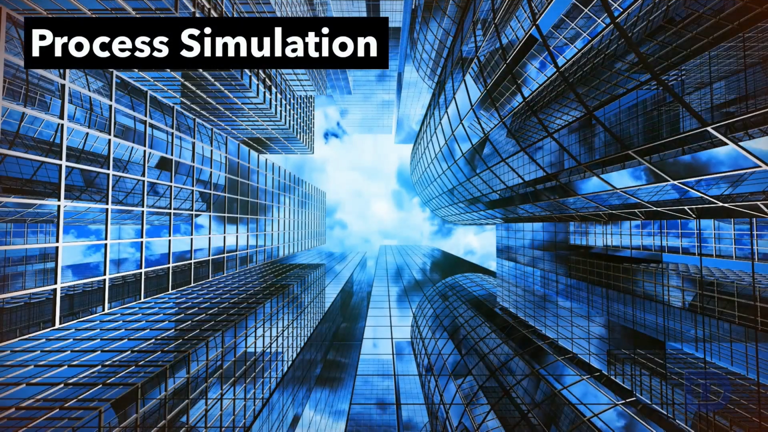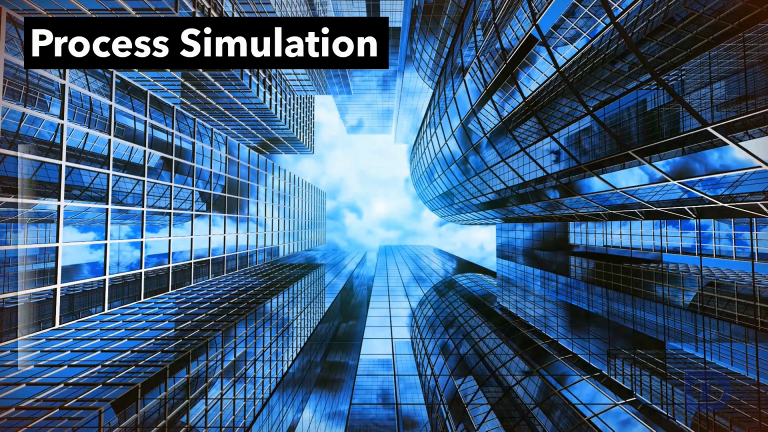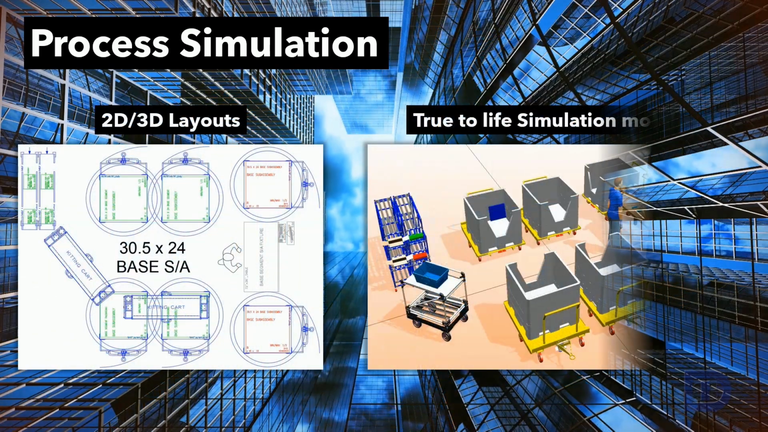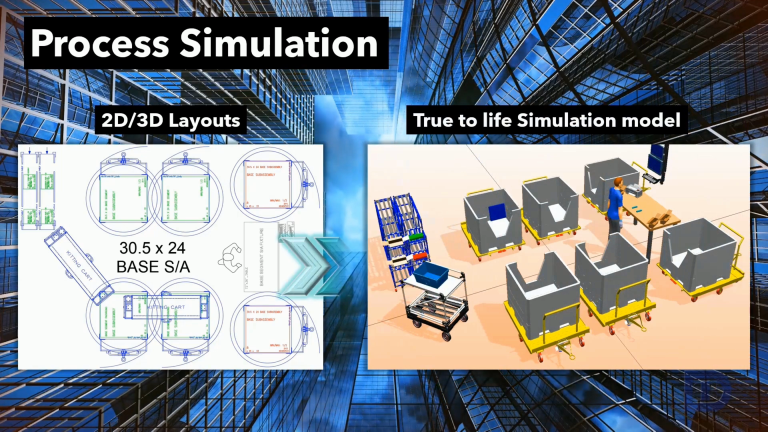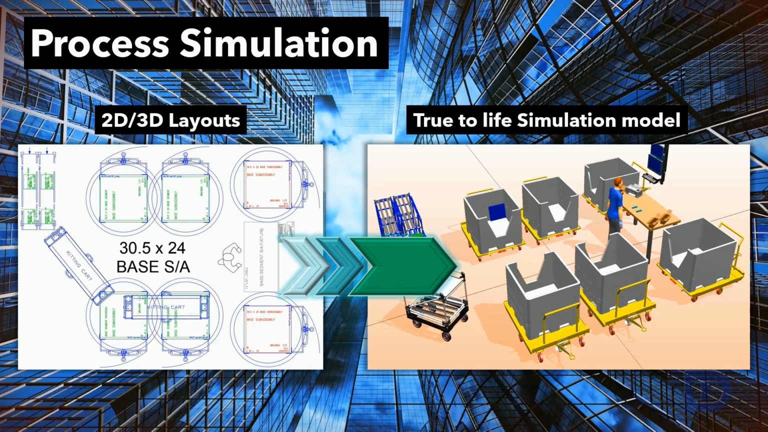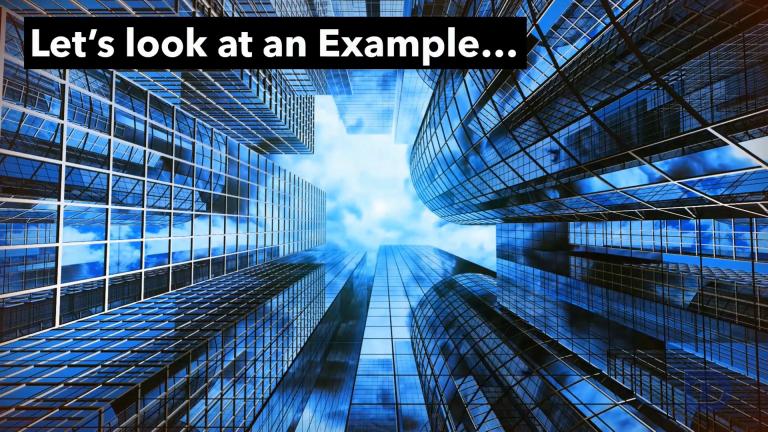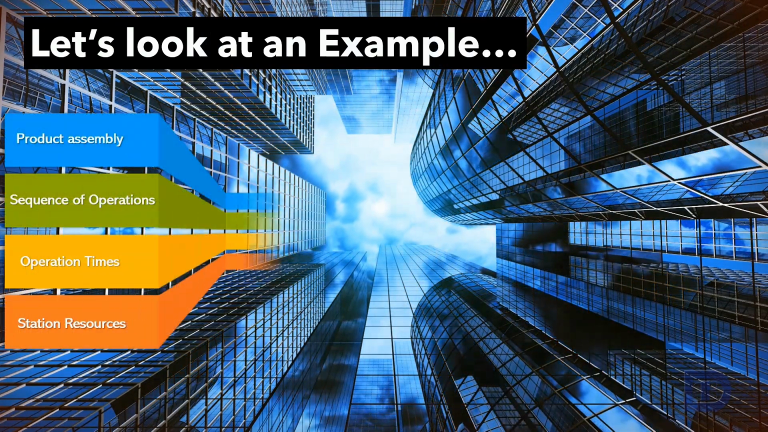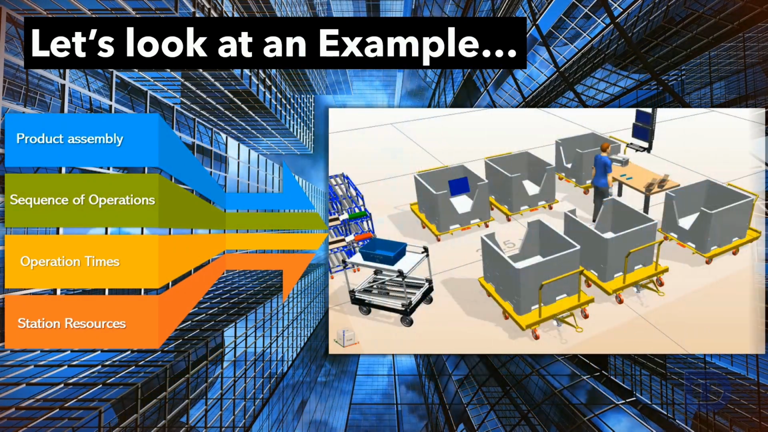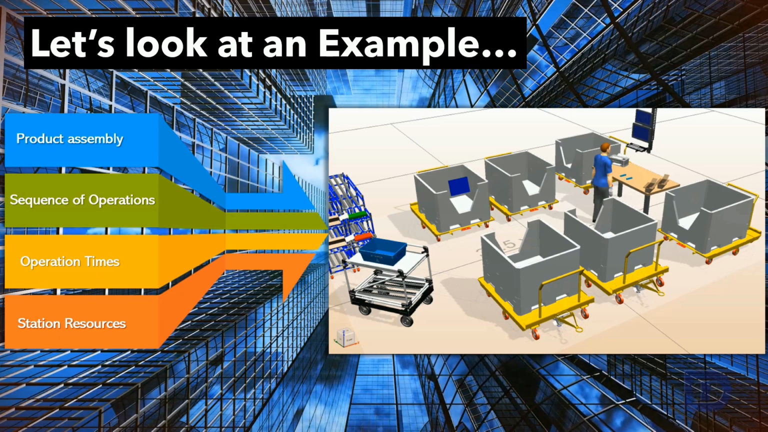Let's understand how process simulation works. A simulation model generally starts with a simple layout, which is used to build a true-to-life 3D model of a station. Human models and other 3D resources can also be added to improve the accuracy of a simulation. For example, this station model is integrated with product data, sequence of operations, operation times, and a few necessary station resources.